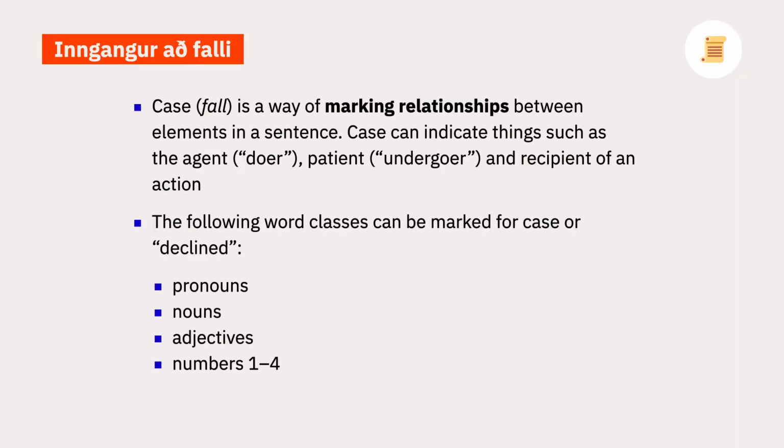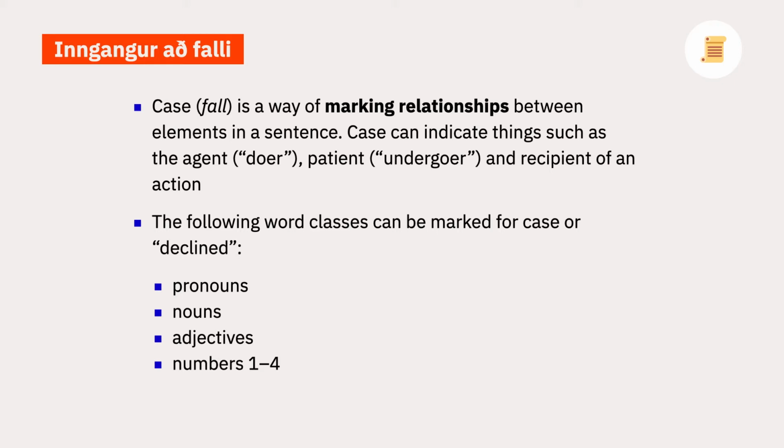Inngangur að falli. Introduction to case. Case, fall, is a way of marking relationships between various elements in a sentence. Case can indicate things such as the agent or doer of an action, normally the subject. Patient, the undergoer or normally the direct object of an action. And the recipient of an action, which is also known as the indirect object.